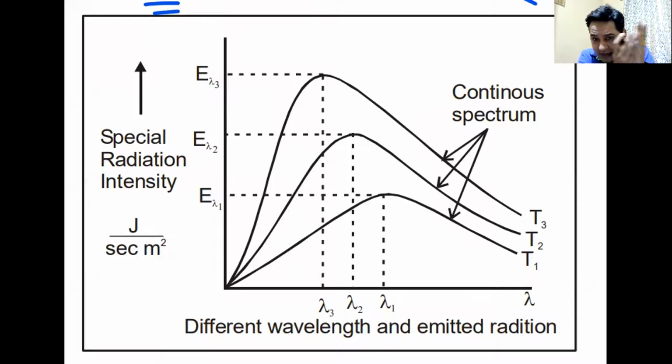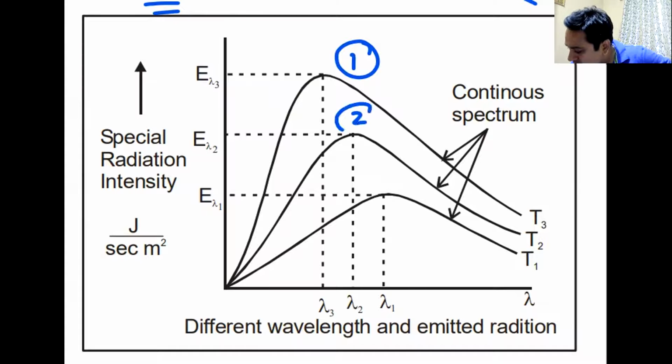Then we have drawn a graph between E lambda. As you can see, let me mark this. This is graph number 1, the upper graph. This is graph number 2, the one a little lower. This is graph number 3, the lowest graph. I have drawn a curve between E lambda and lambda. Do we see this?